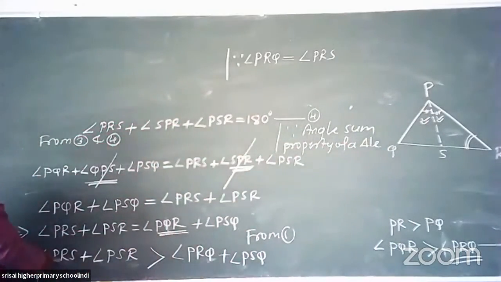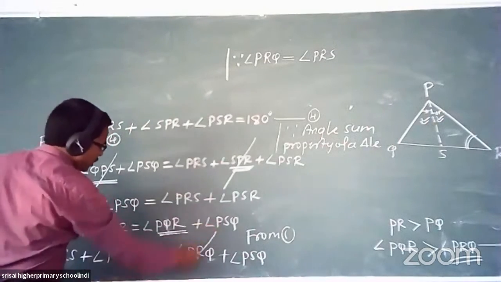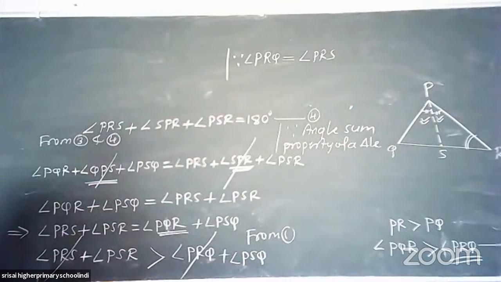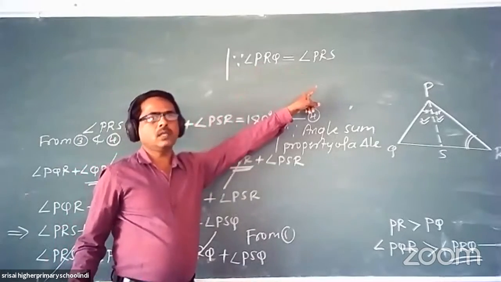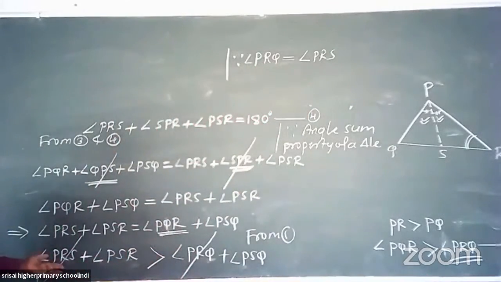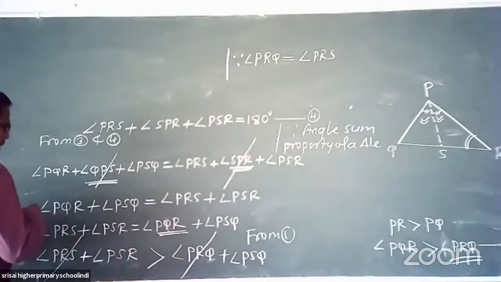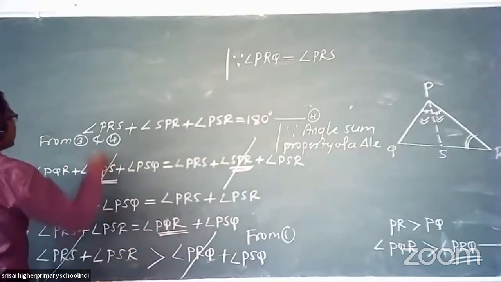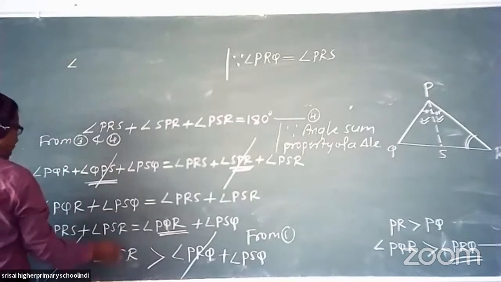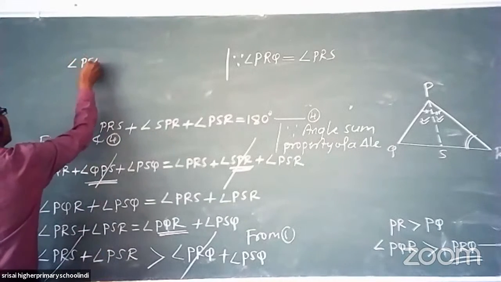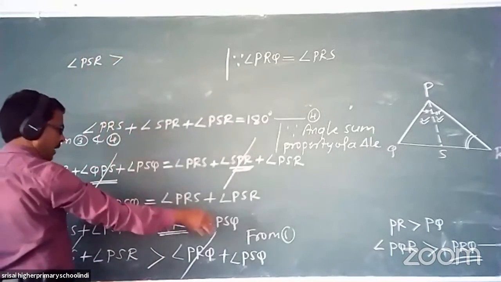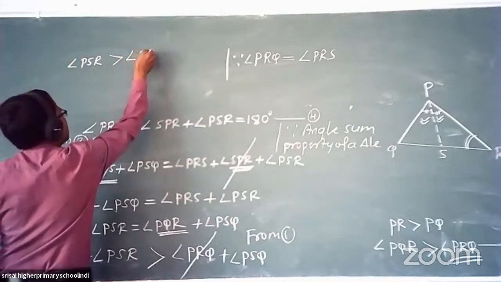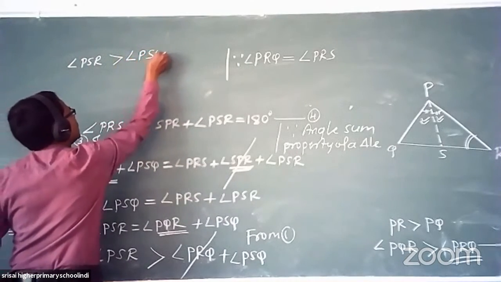Where is PRQ? This side PRS is there, this side PRQ is there. Remove these two because those two are equal. PRQ and PRS are equal, so those are there, PRS and PRQ. Remove those. If you remove these, what is remaining? Angle PSR greater than angle PSQ. This is what was asked to prove.